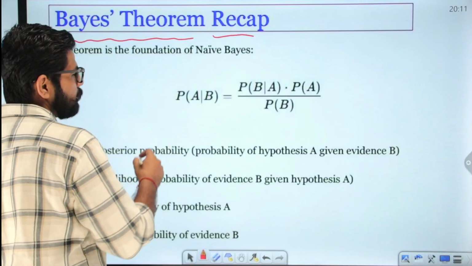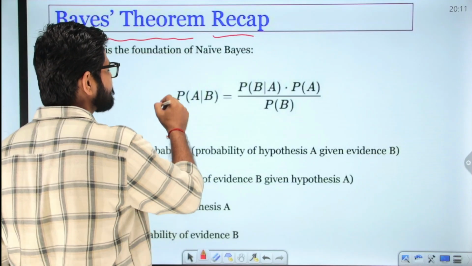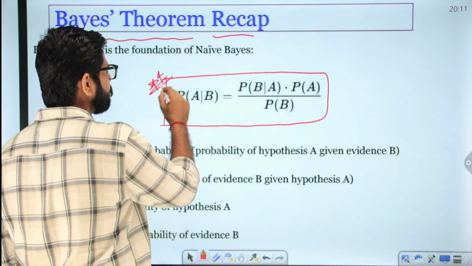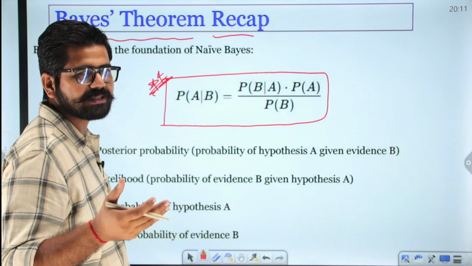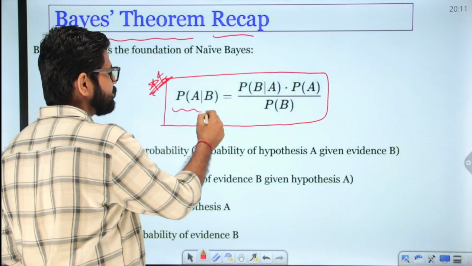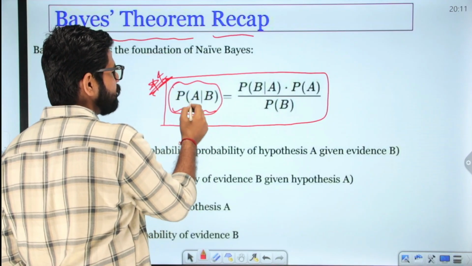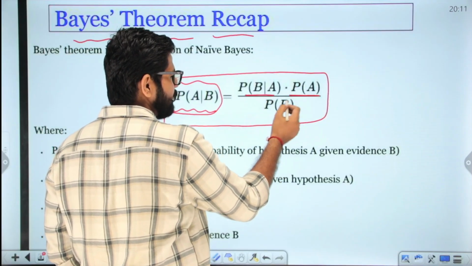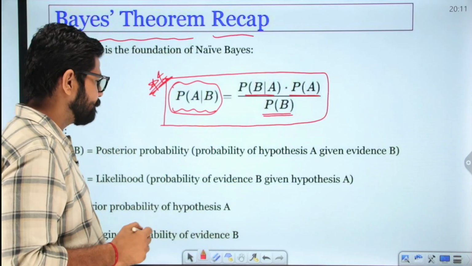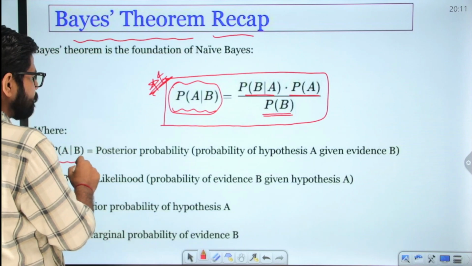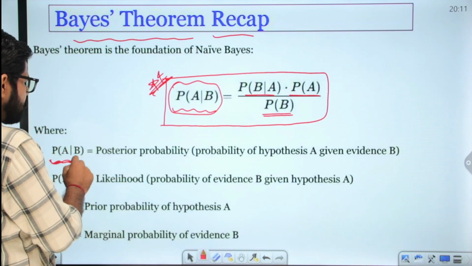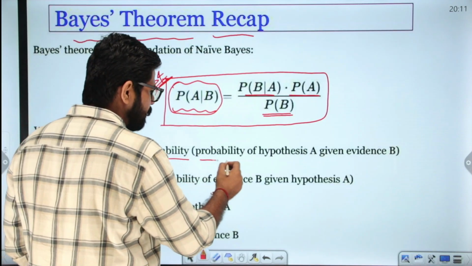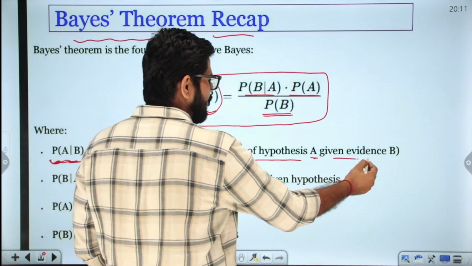Okay. As you have already studied Bayes theorem in your class 11th and 12th, you found this simple formula multiple times in your probability chapter as well as in discrete mathematics. That is, P(A|B) is equal to P(B|A) multiplied by P(A), divided by the probability of B. It is nothing but the posterior probability, that is, the probability of hypothesis A given evidence B.